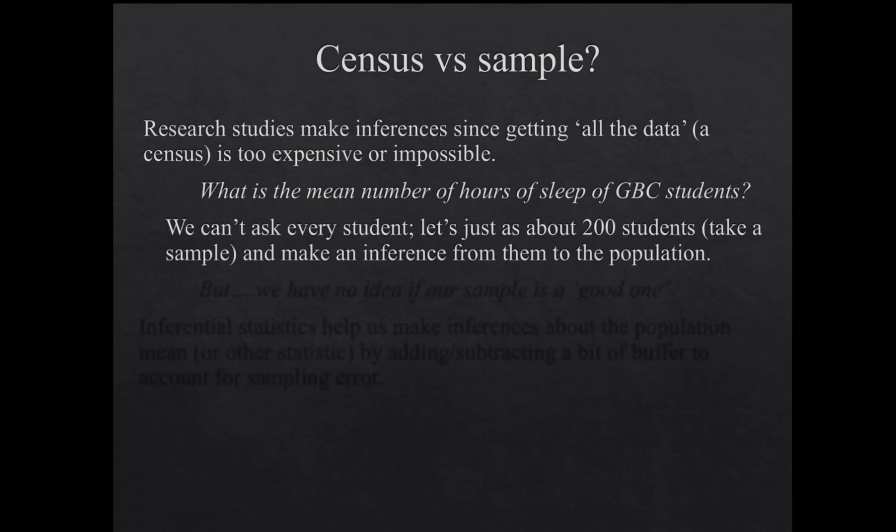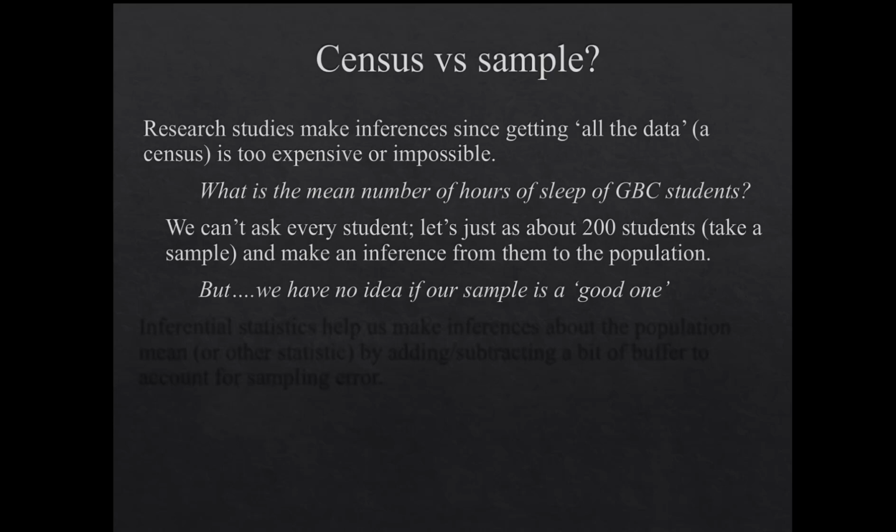Well, we can't ask every student, so let's just ask about 200 students. So it's taking a sample, and we're going to make an inference. We're going to make a prediction, a guess of what the population mean will be based on what we found in that group of 200. Now, the problem with making inferences is we don't know if that sample is a good one.